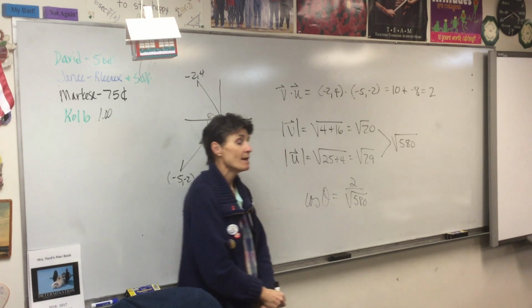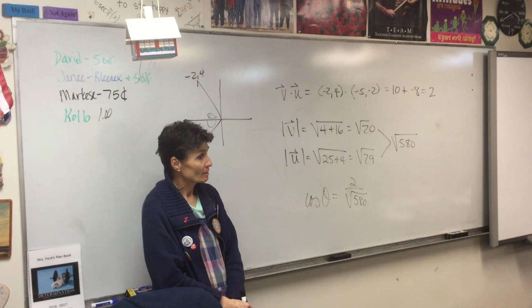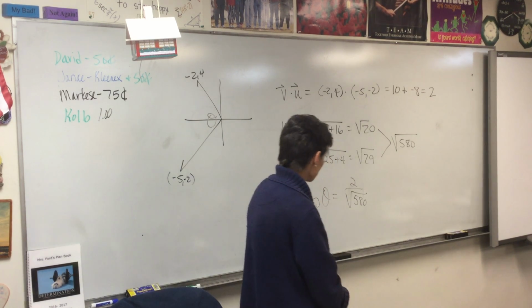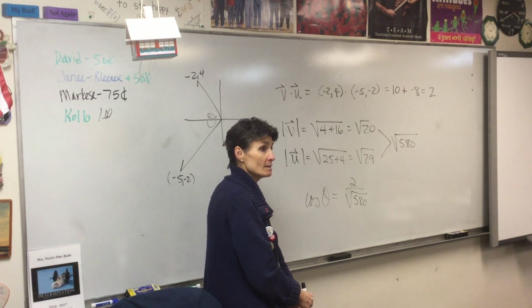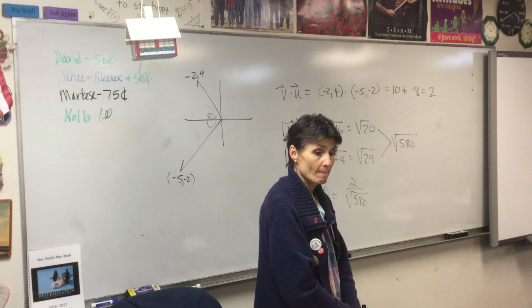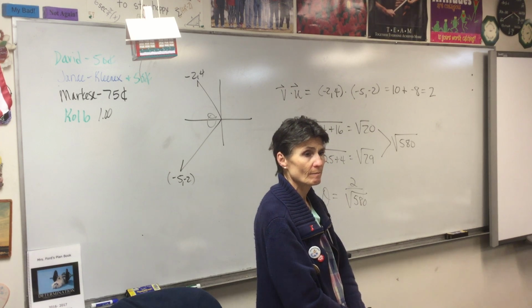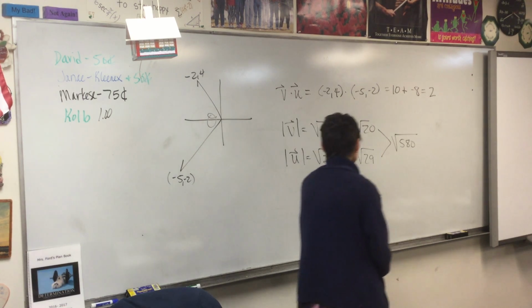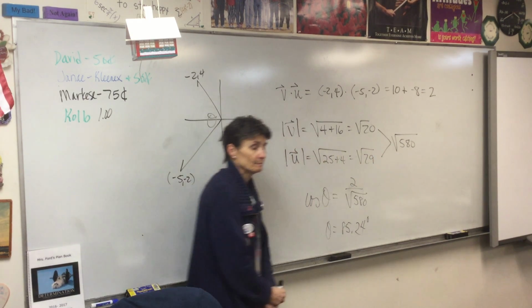You're always using cosine. And how do I get a number from my calculator then? What buttons do I press? Second cosine. Right, so I gave away my calculator. Somebody type in second cosine 2 over the square root of 580. I got 85.24. Are you in radians or degrees? What is it? 85.24. So theta is 85.24 degrees.